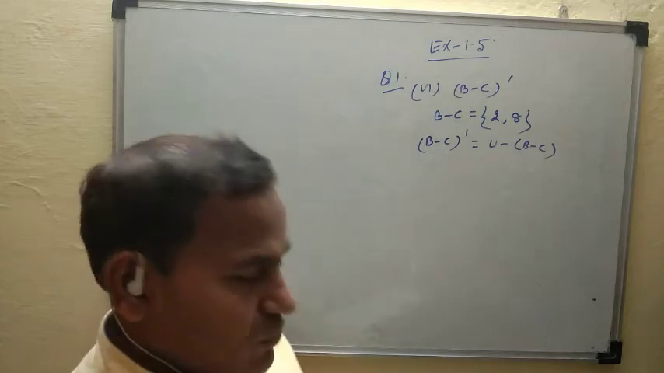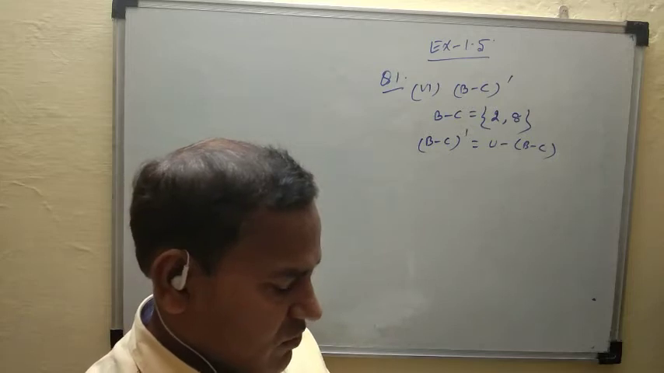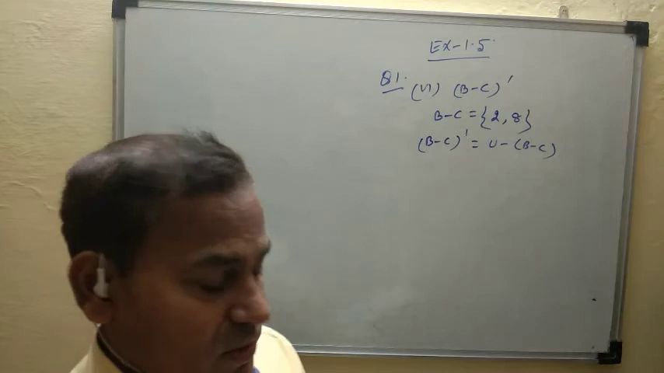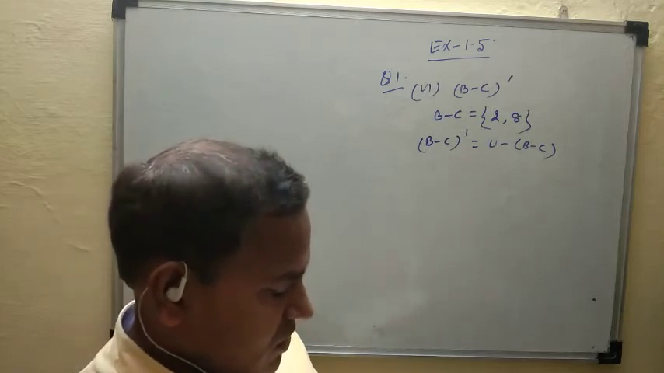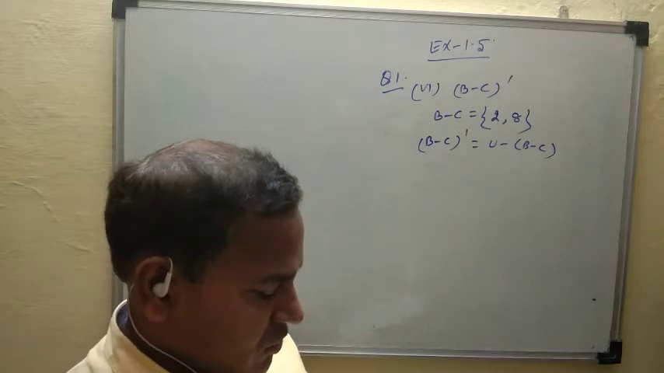Question number 2: U is given, then find the complement of the following sets. All are easy, just find the complement. So question number 2 is homework. Question number 3: taking the set of natural numbers as the universal set.